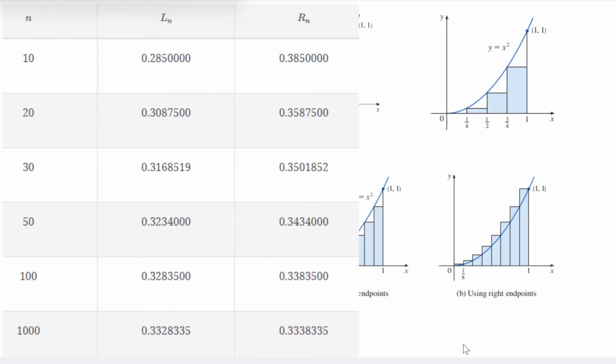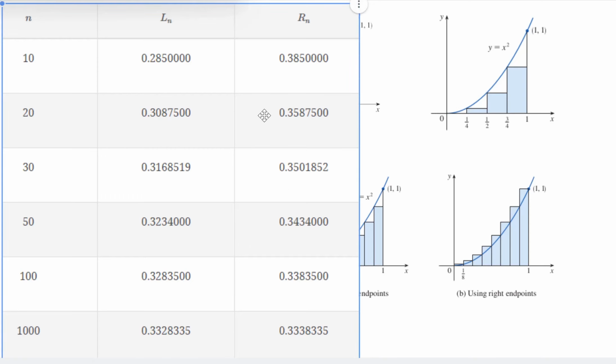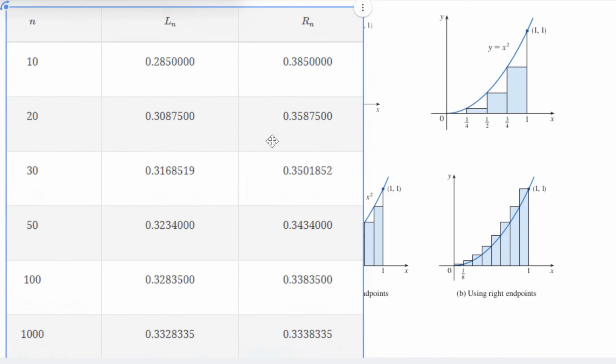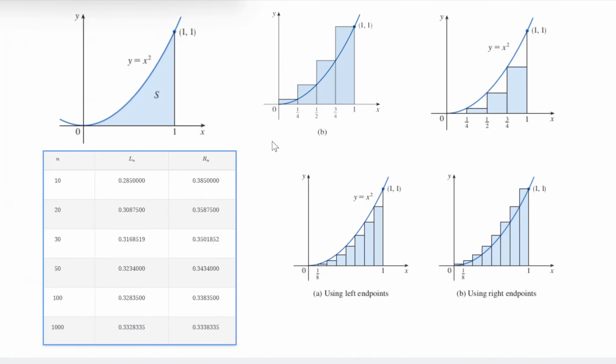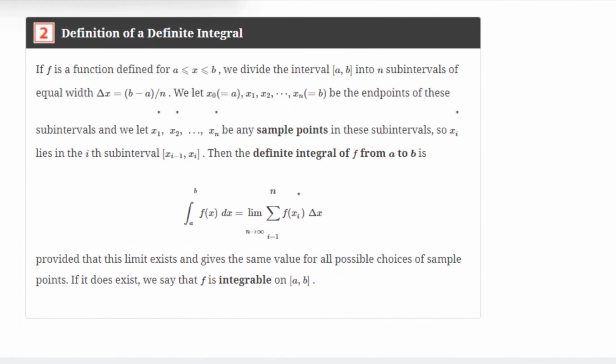That's 0.333. So if you were to guess what the area under this curve would be, what would you guess the area would be? 0.333, which would be what? 1/3. Right. That would be 1/3.